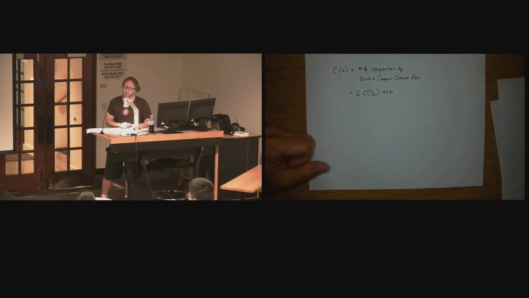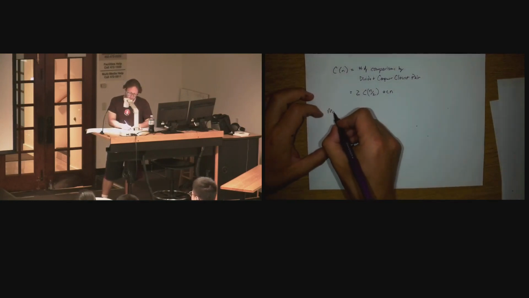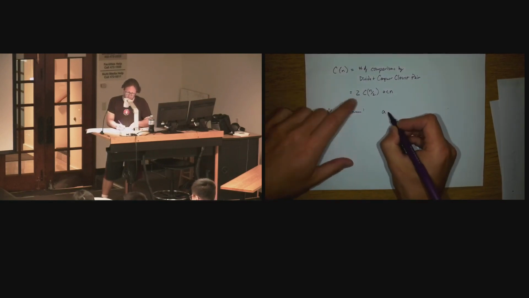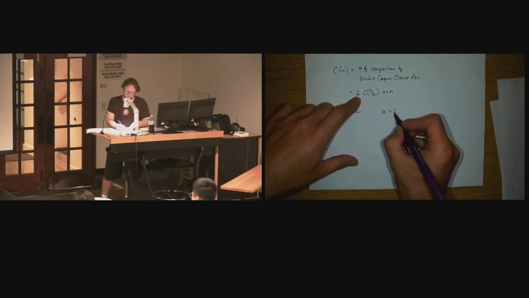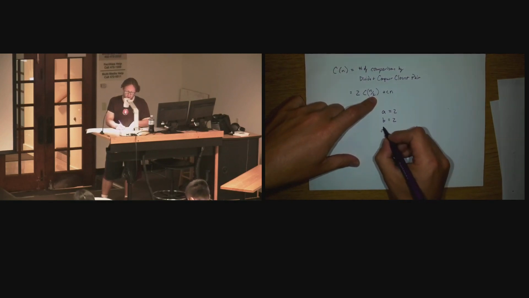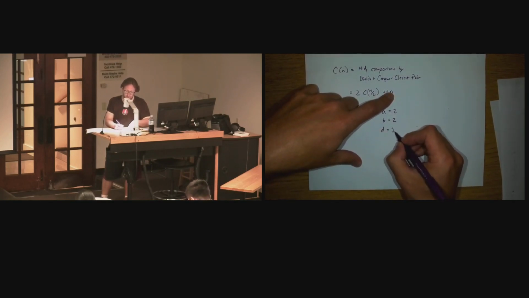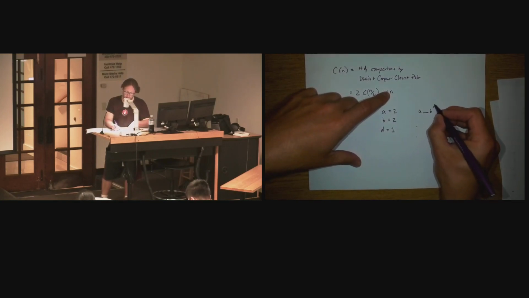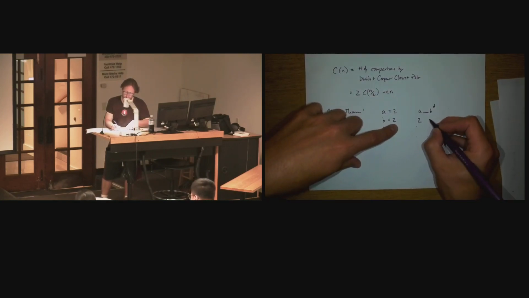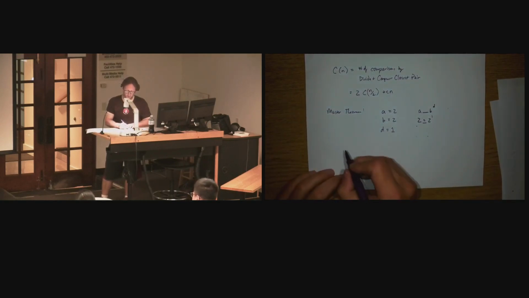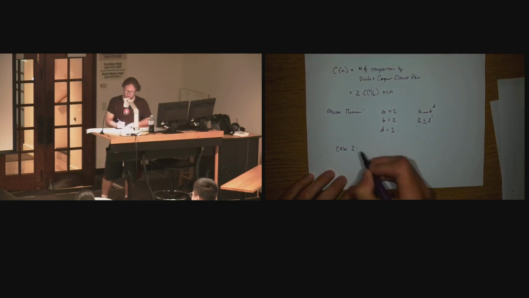It doesn't matter, because when you apply the Master Theorem, A, the number of recursive calls, is 2. B, the amount that you cut it by each time, is 2. You're cutting it in half each time. And D is going to be 1, because this is a linear function. So A versus B to the D: 2 versus 2 to the first. They are equal. So case 2 of the Master Theorem applies.